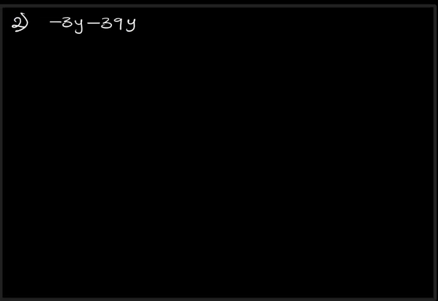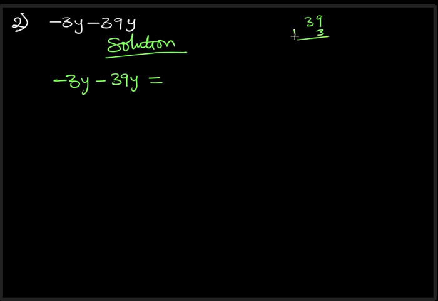Move to number two. Solution. What do we have here? Minus 8y minus 34y. Same sign or different signs? This carries minus, this carries minus. So what are we going to do? That's same sign, so we add the numbers, 8 plus 34, that will give us 42. And then we keep the sign that they carry, that will be minus 42y. And that's our answer.